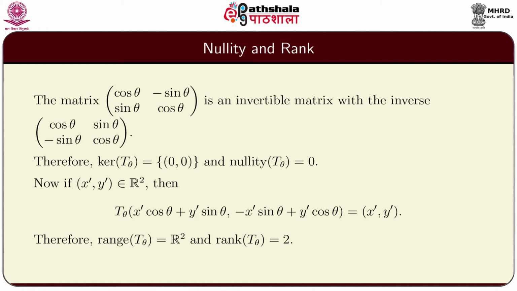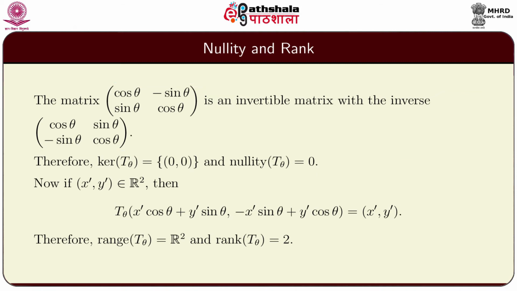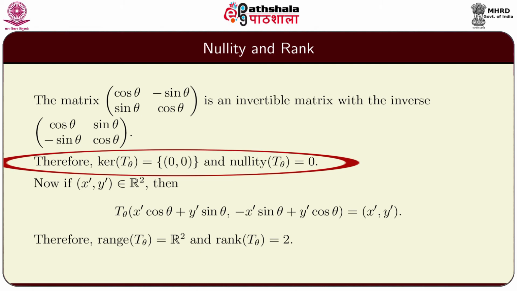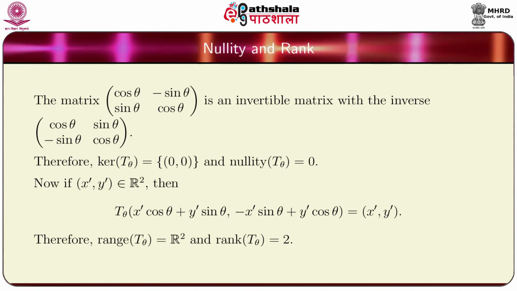Now, the matrix which represents the rotation operator, that is, cosine theta in the principal diagonal and minus sin theta and sin theta in the off-diagonal positions, is an invertible matrix with the inverse given by cosine theta in the principal diagonal and sin theta, minus sin theta in the off-diagonal positions. Therefore, the kernel of T theta cannot be anything more than the singleton {(0, 0)}, and therefore the nullity of T theta is 0.